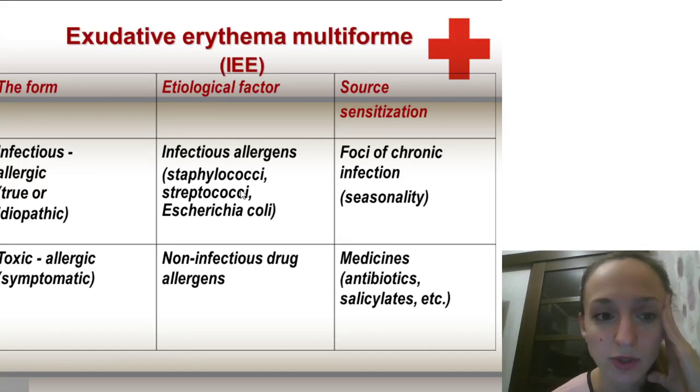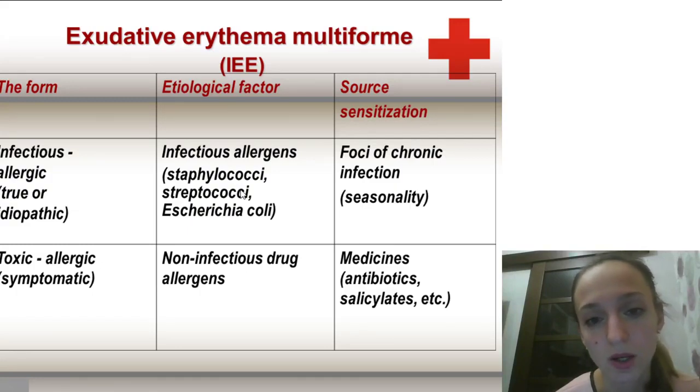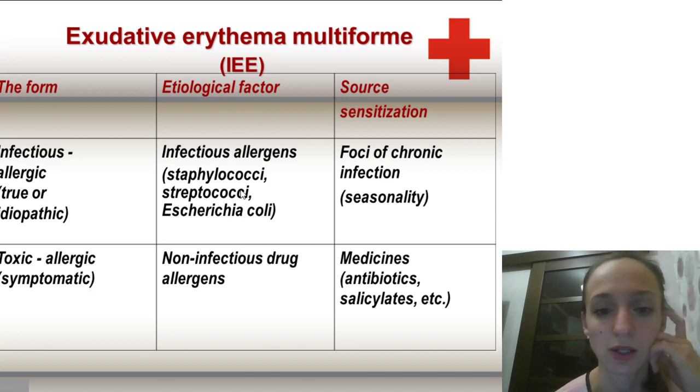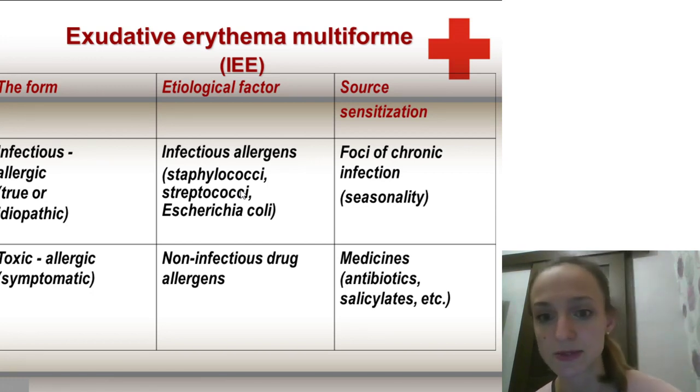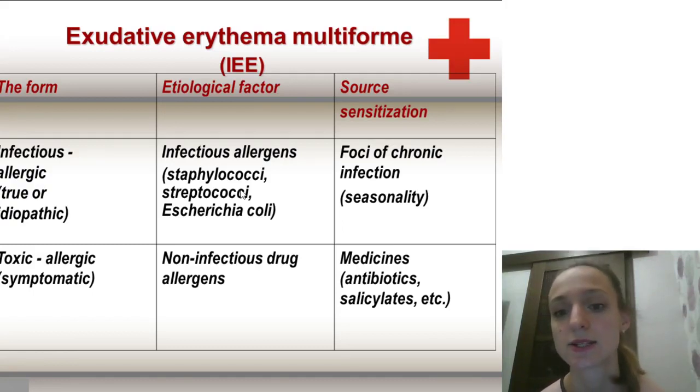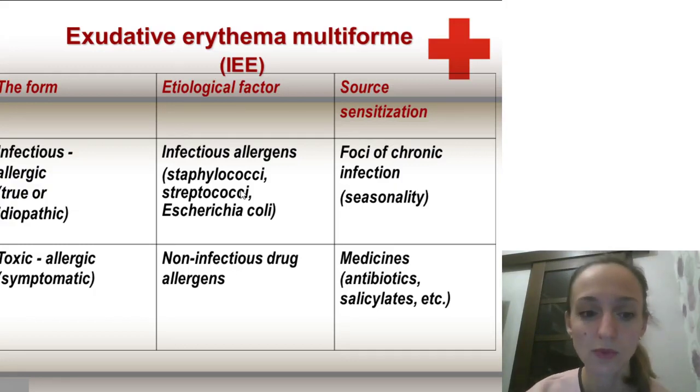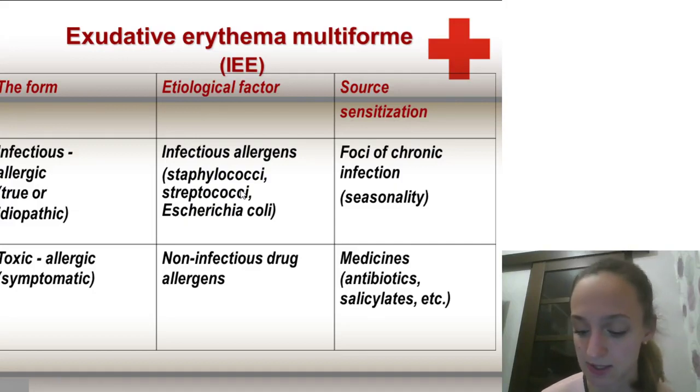Exudative erythema multiforme, the form of infectious allergic, true or idiopathic. Then etiological factors: infections, allergens, and different microorganisms. Inter-source sensitization, dysbacteriosis or chronic infection. Then toxic allergic, symptomatic, non-infectious drug allergens, and medications, for example, antibiotics and salicylates.